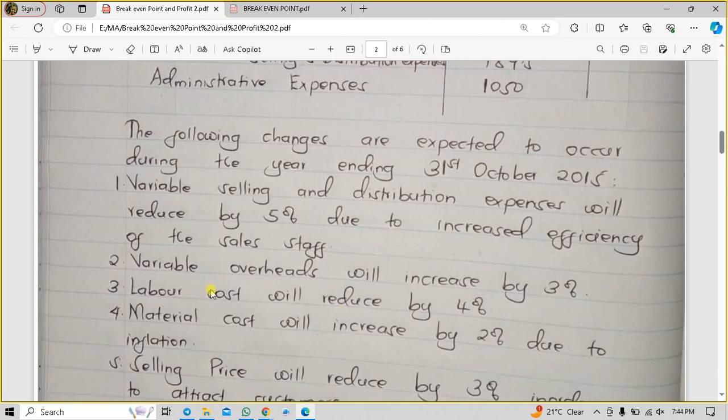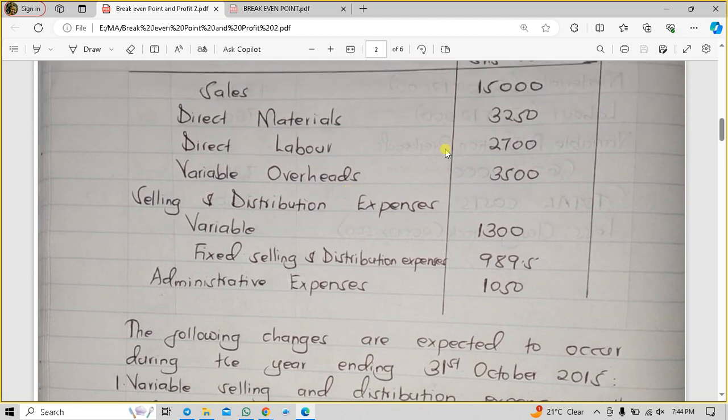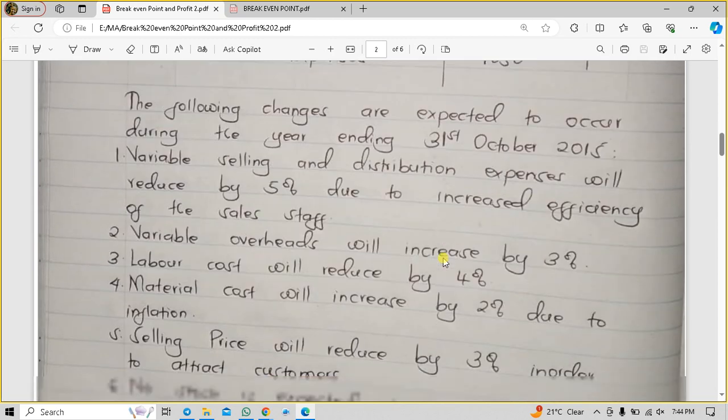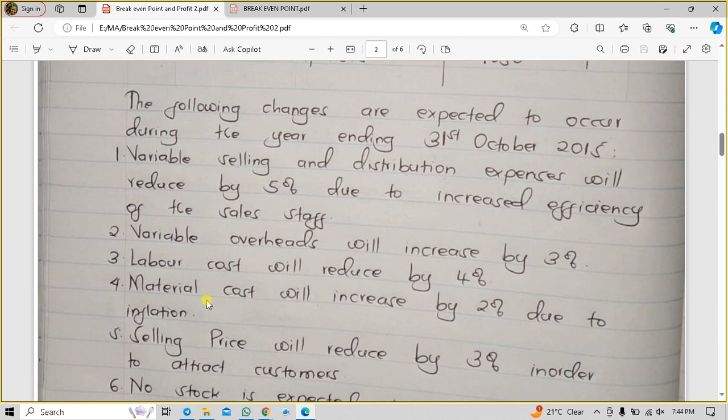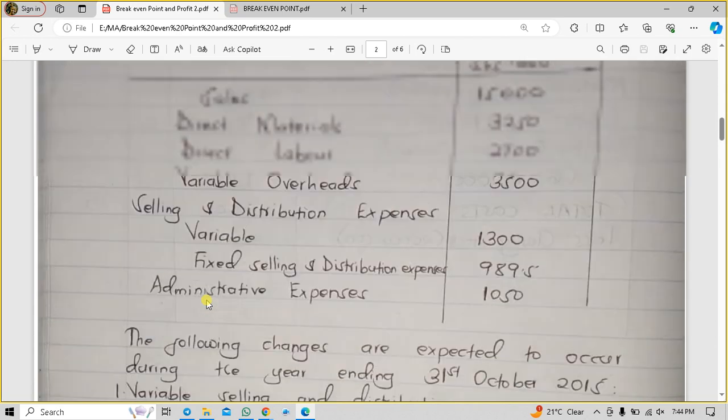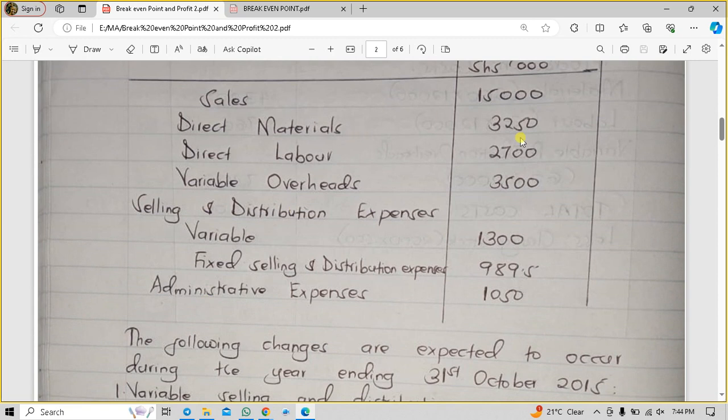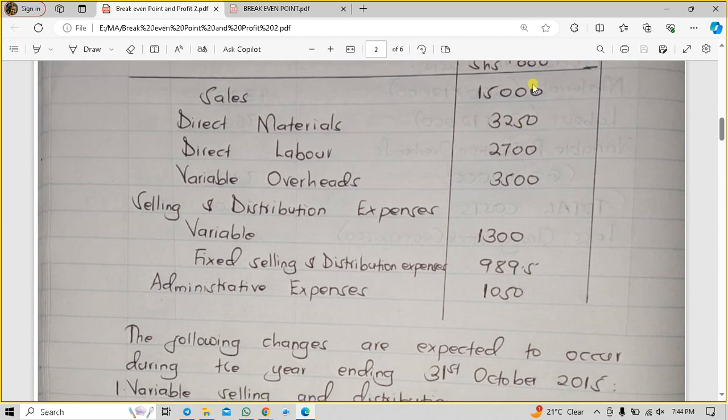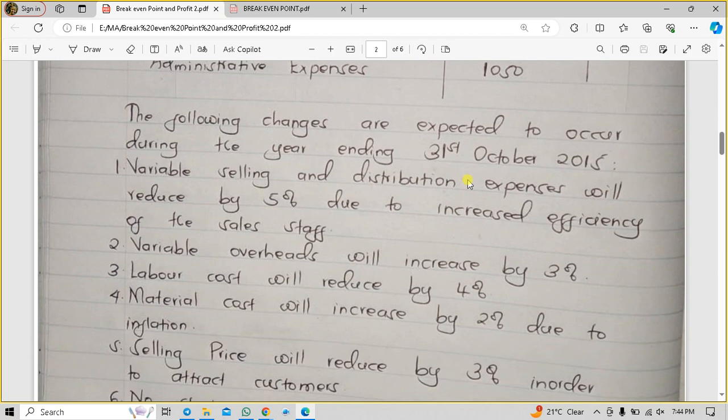Part 3, labor cost will reduce by 4%. So labor costs is going to reduce by 2%. This figure must change and reduce by 2%, so that now we can know the new cost. Material cost will increase by 2% due to inflation. So that means that we will come to material cost, do a calculation, and increase this value by 2% so that we can have our new value.